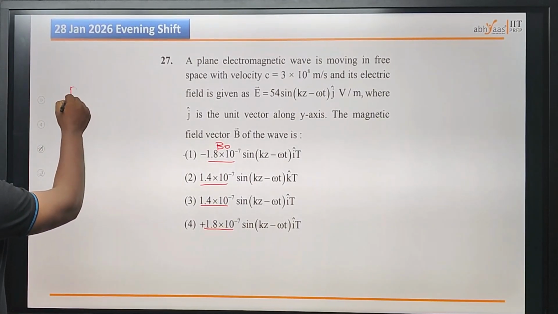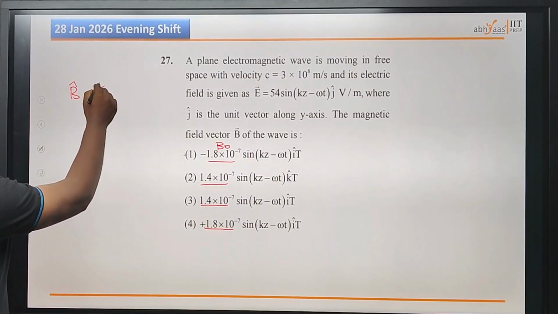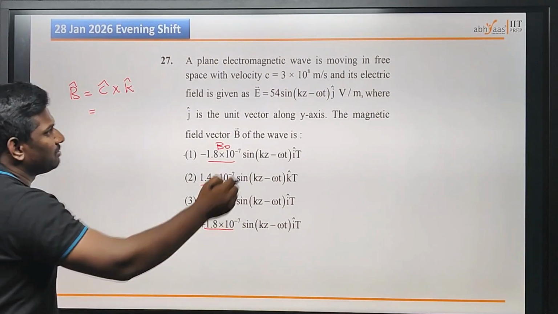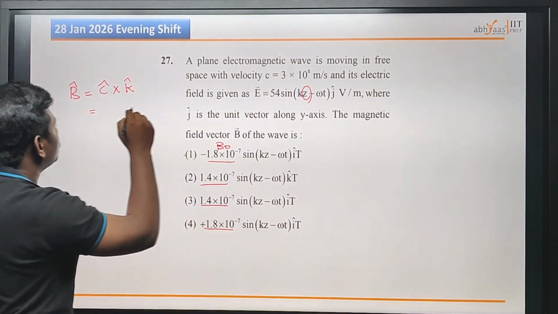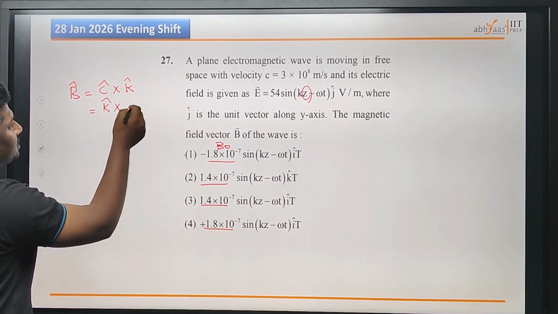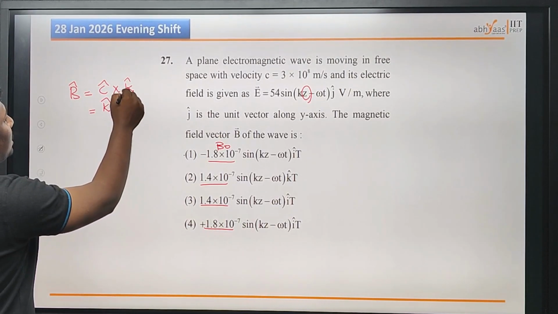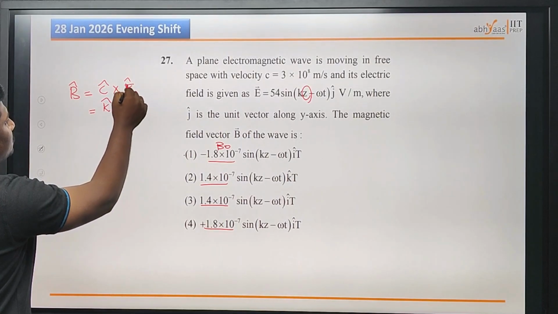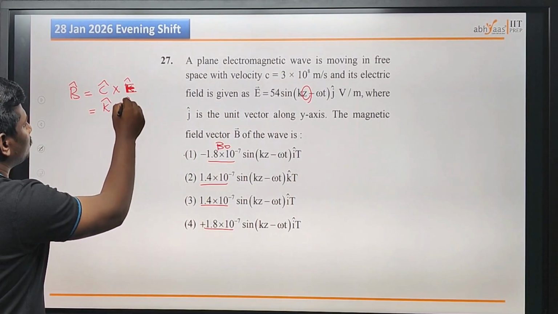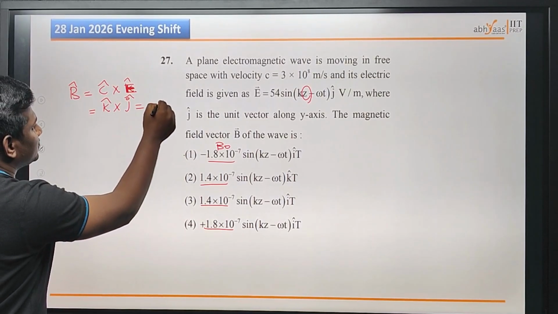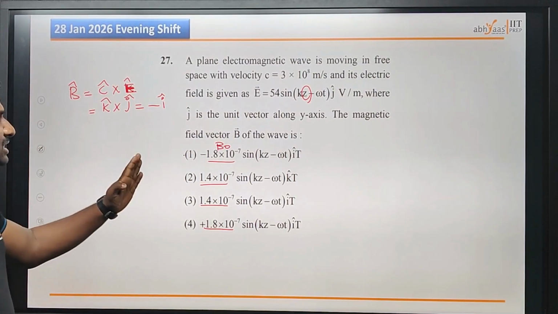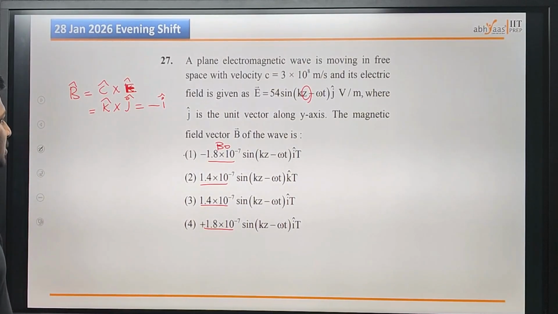You see here, B cap equals C cap cross E cap. What is C cap? C cap is along K. So that is K cap cross E cap. E cap is nothing but J cap. So you will get a minus I cap. So this is nothing but the magnetic wave is traveling in the negative x direction.